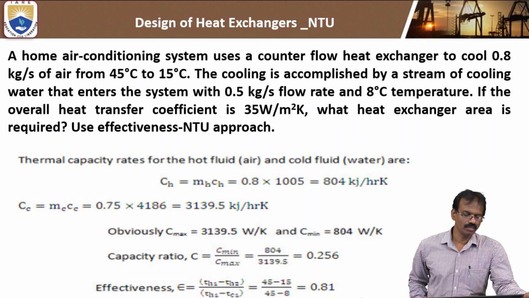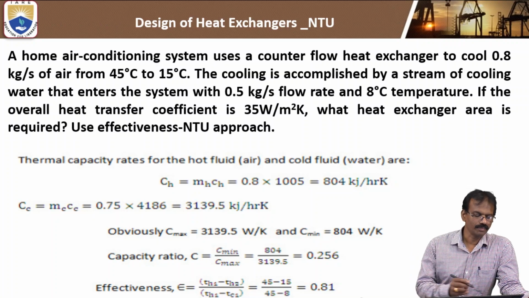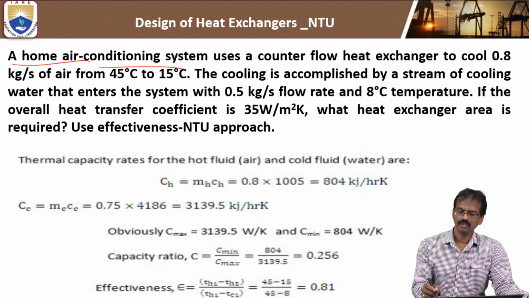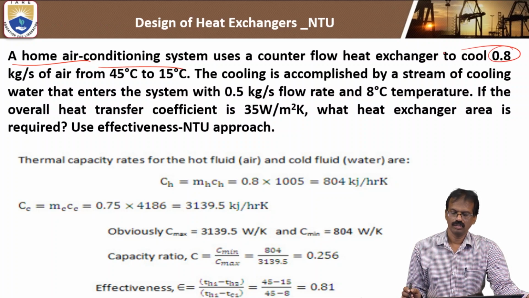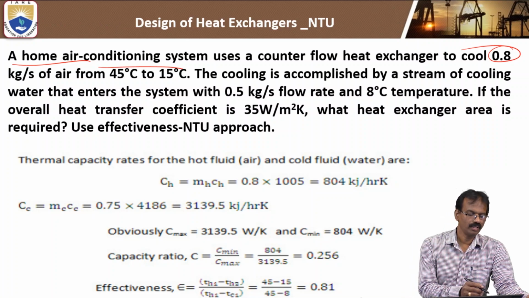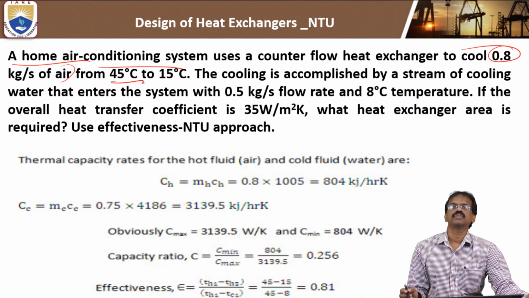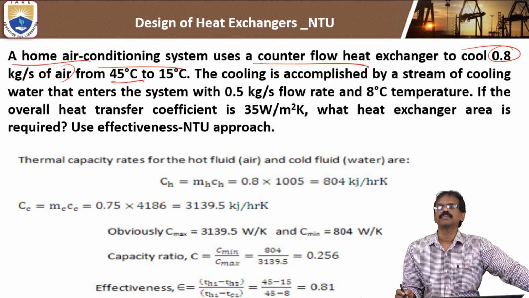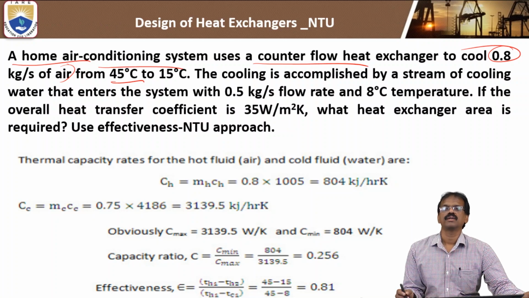We will see one more numerical, then we will conclude this one. A home air conditioning system uses a counterflow heat exchanger that cools 0.8 kg per second of air from 45 degrees to 15 degrees. It has been given in kg per second. Okay. So the arrangement is a counterflow heat exchanger.